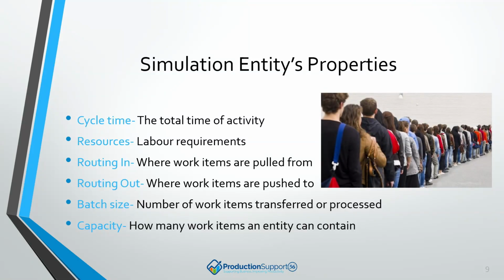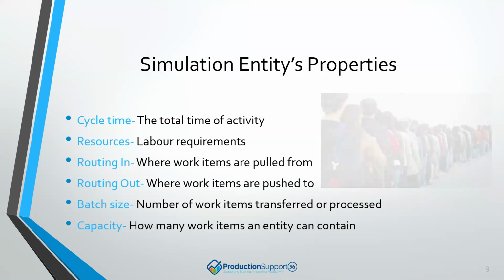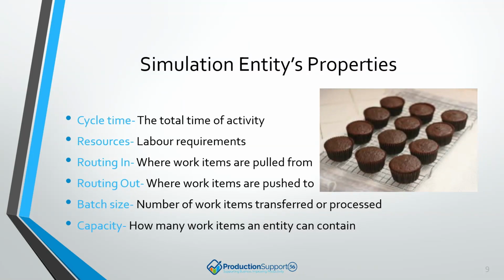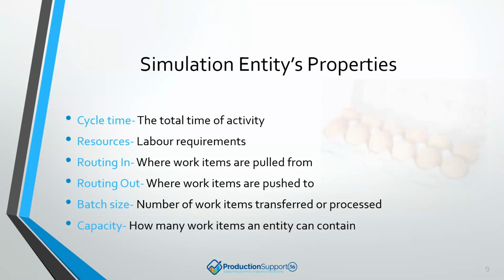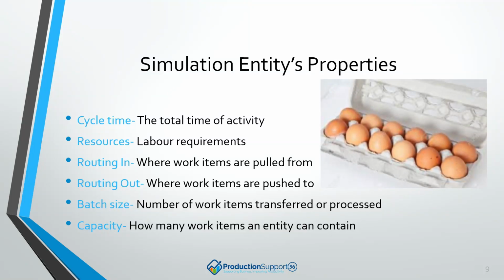Routing in. This is the location where the activity takes a work item from. It could be a pile of inventory next to a machine or a queue of customers waiting to be served. Routing out. This is where an activity puts a completed work item. Batch size. This is the number of items in a group that are either transported or processed together. For example, eggs may be moved in boxes of a dozen.